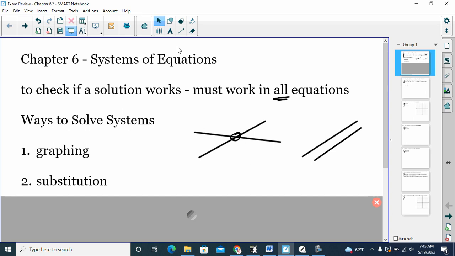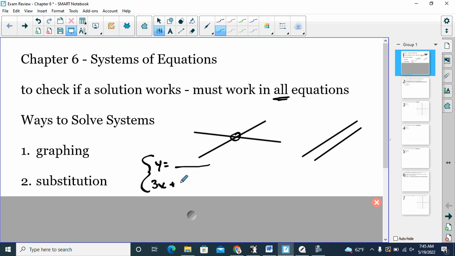We also solve them by substitution. The way substitution works is one of my equations is going to say y equals something, or a equals, or x equals, or b equals, or one of the equations will say something equals something else. What we are going to do then is take whatever y is equal to and substitute it, plug it in for the y in the other equation. Now we just have one variable and we can solve from there. That is solving by substitution.